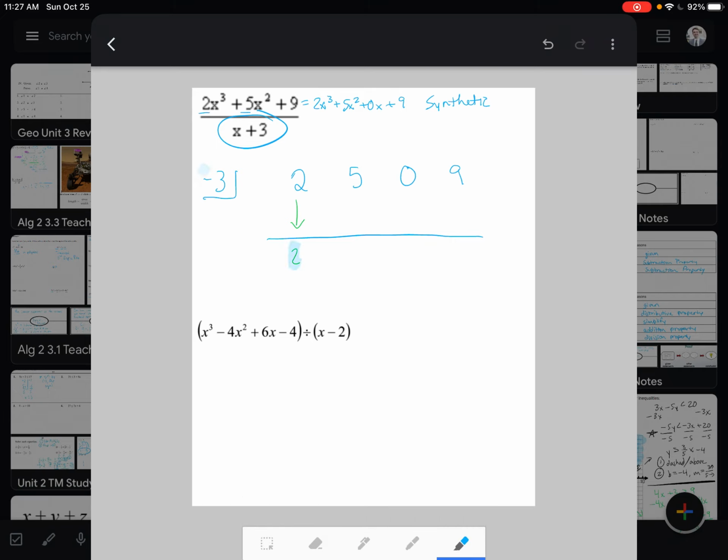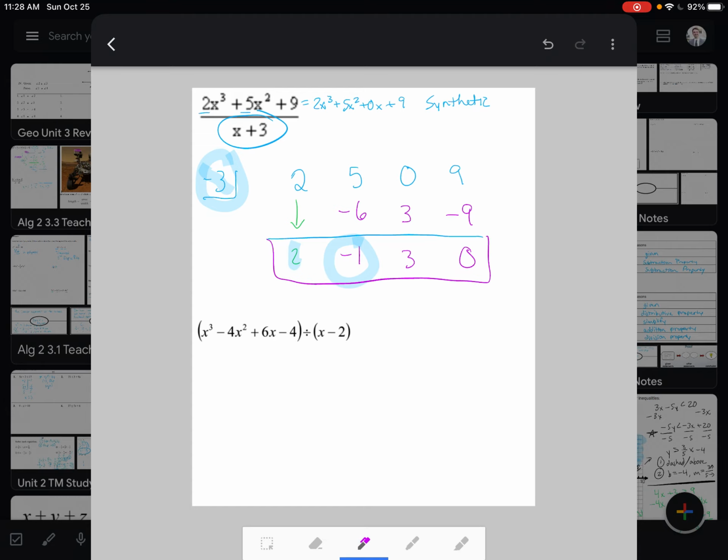So we're going to take the 2 and we're going to multiply it by -3. And we're going to put that answer of -6 right here. And then we do 5 minus 6 to get us -1. And then again, we're going to take our -1 now, and we're going to multiply that by -3. And we're going to get an answer of +3. 0 plus 3 gets us 3. You can probably guess now we're going to do 3 times -3. That's going to get us -9. 9 minus 9 gets us an answer of 0.